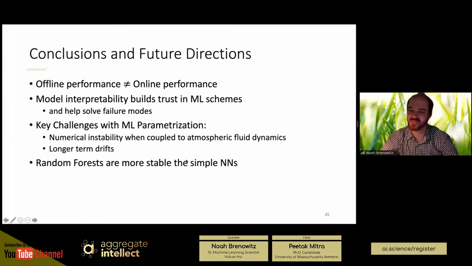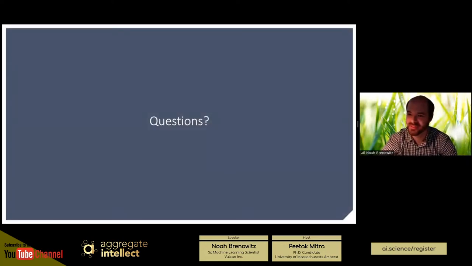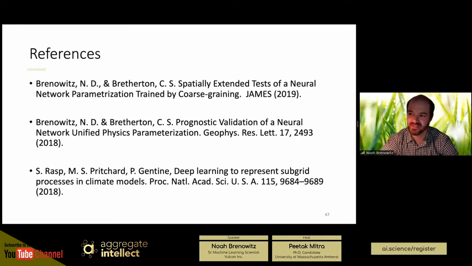And random forests are more stable than NNs. So with that, that's the rest of my talk. If you have any questions, I'd be happy to take them. And I'll leave up this slide with some references.